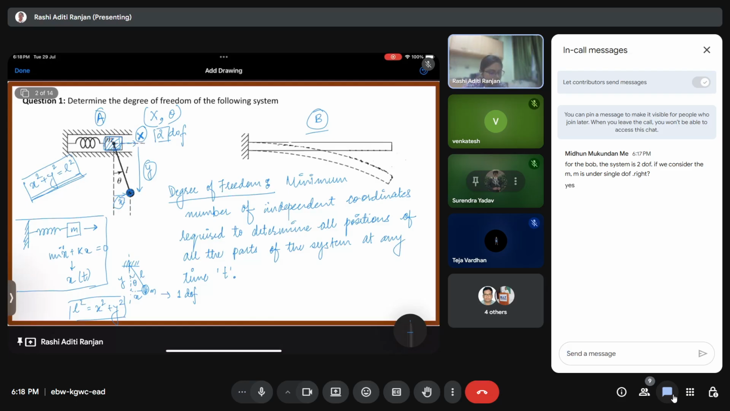As I said, here I took the example where a spring was attached with a mass. For this, it is a single degree of freedom system. We have only x coordinate over here, which is required to find out the velocity and the position. I hope it is clear.